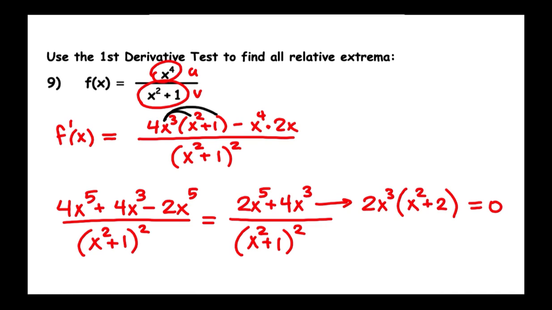And if you plug the 0 back into the original equation way up there in black, it's going to be 0 over 1. So I know that it's going to be 0, 0. I just don't know if it's a relative max or relative min yet.